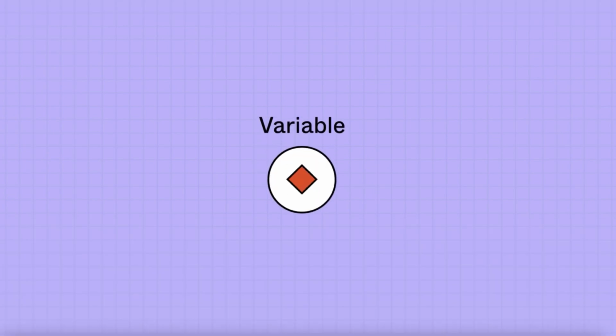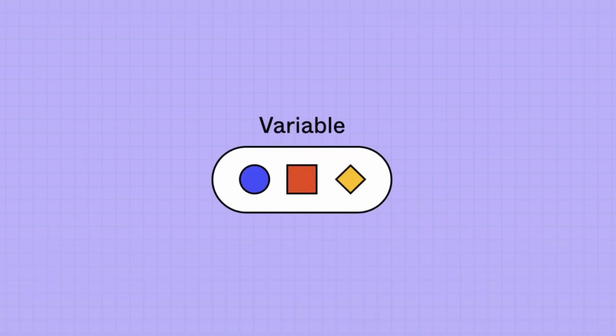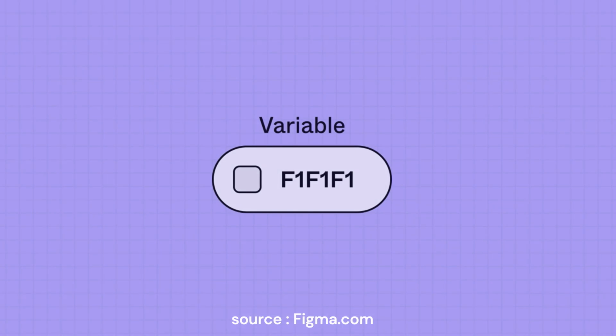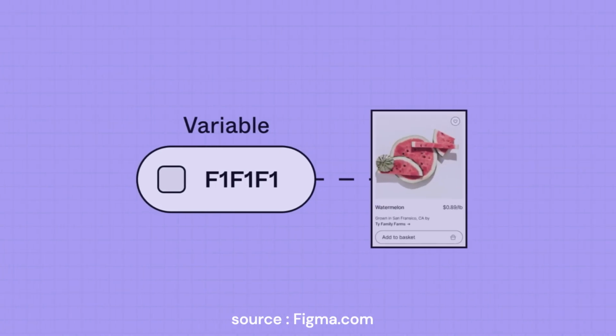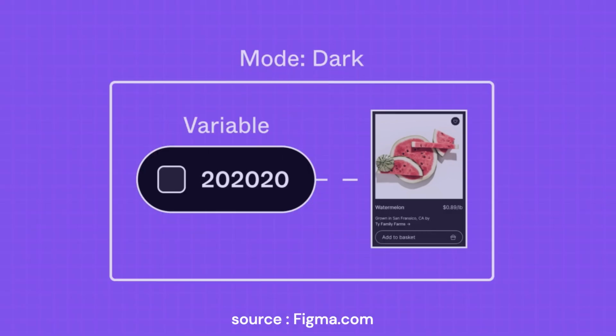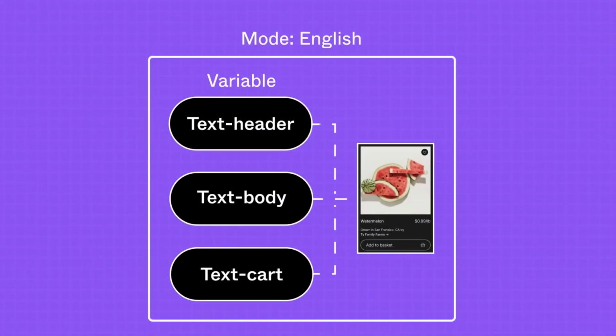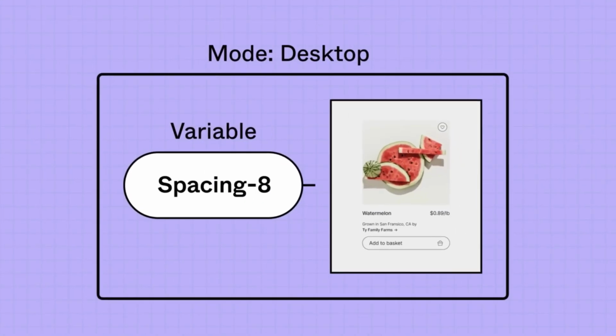Today's video, we are going to talk about Figma variables. And at the end of the video, you'll get to know how to use variables like a pro. So, what are variables? In Figma, variables are usable values that help designers maintain consistency, speed of workflow, and create dynamic designs.